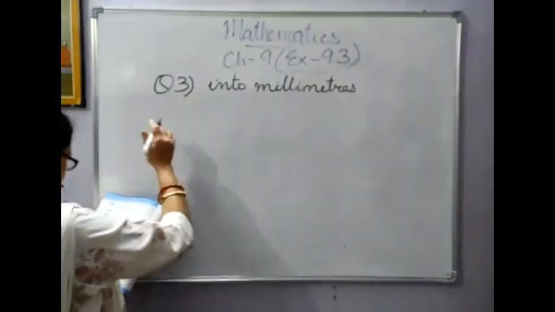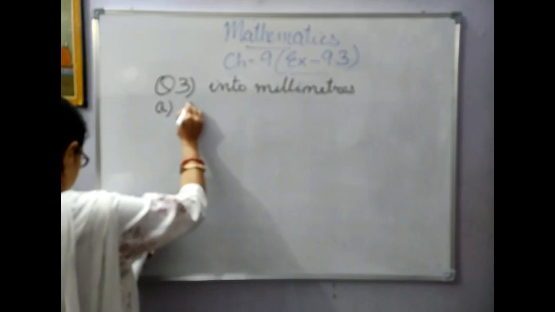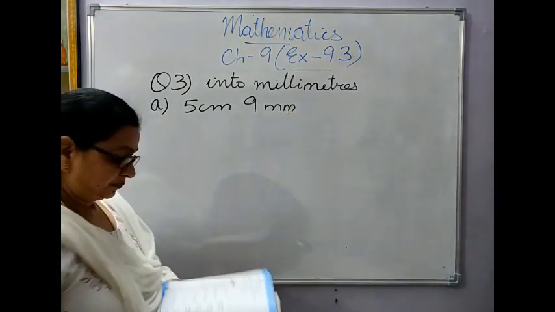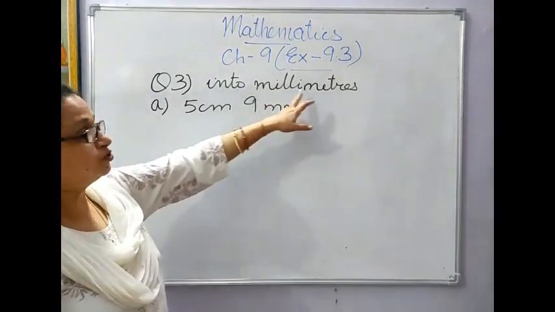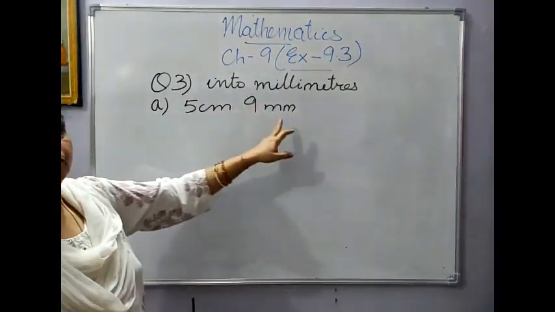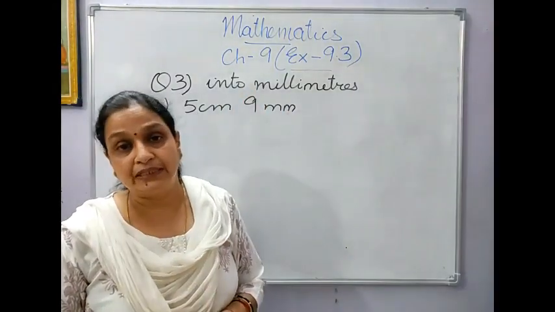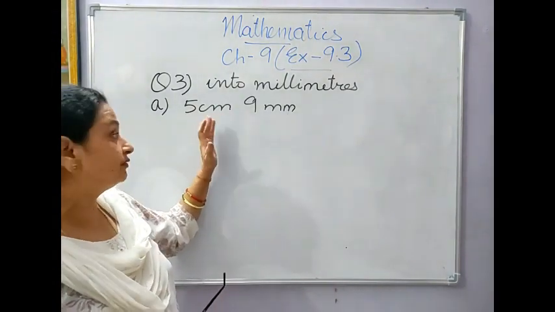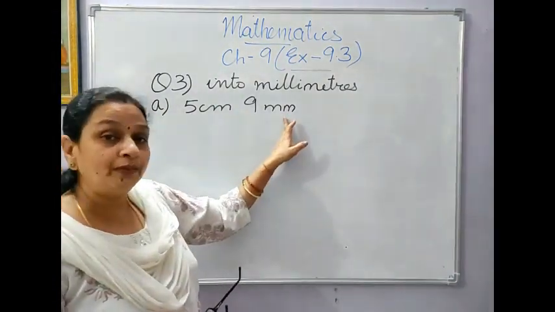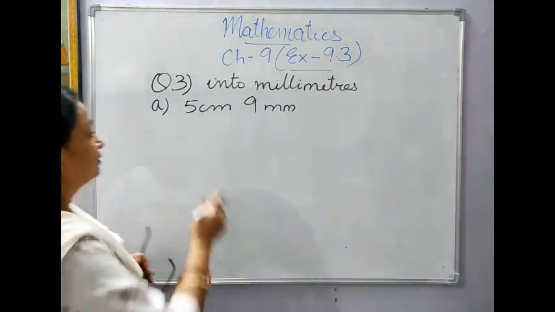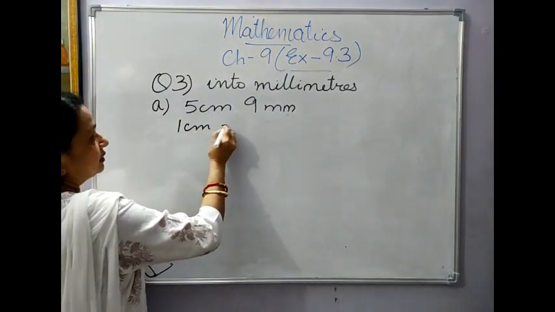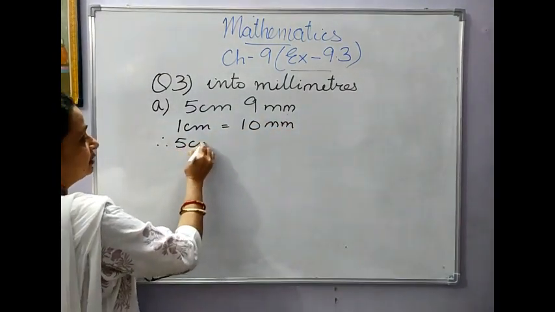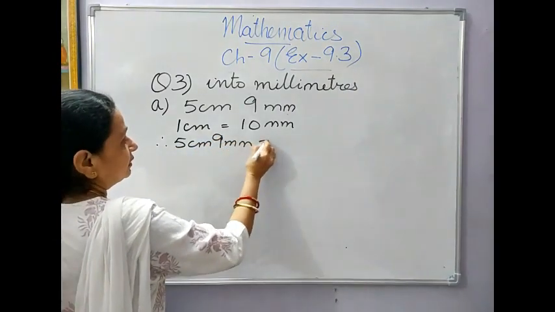Okay, in this I will be doing A and C again. Sum number A, 5 centimeter, 9 millimeter. You have to convert this into millimeter. Centimeter to millimeter, higher to lower unit, we will multiply. But first of all, we will write the relationship. Since we have to convert centimeter, we will write it on the left side. And into millimeter, we will write it on the right side. So, 1 centimeter is equals to 10 millimeter. Therefore, 5 centimeter, 9 millimeter will be equals to.